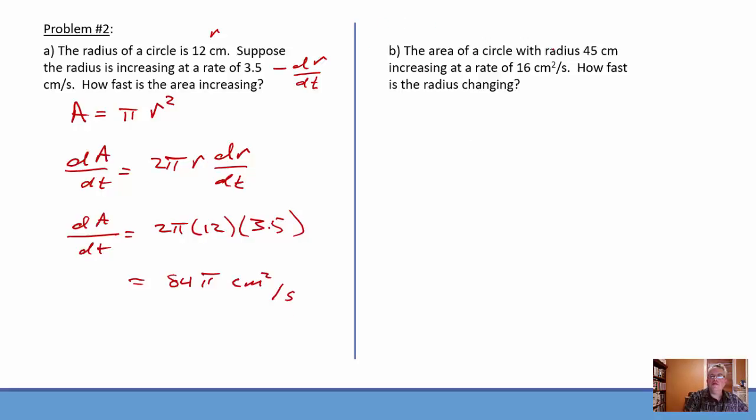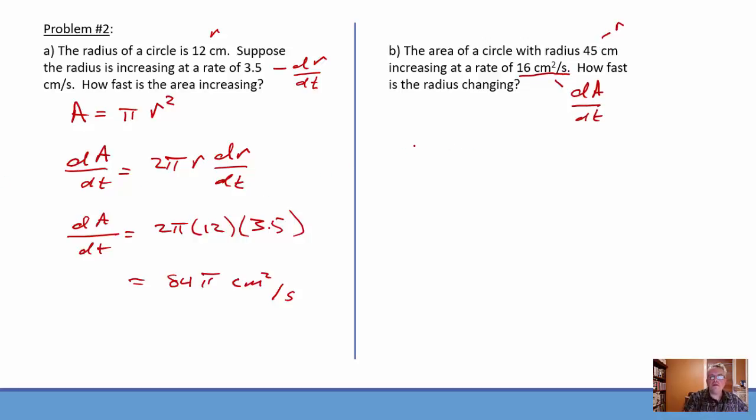Okay, the area of a circle with radius 45 centimeters is increasing at this rate. How fast is the radius changing? This one's a little bit different. They give us dA/dt. So 16 centimeters per second is how fast the area is changing. And we want to know it when the radius is 45.